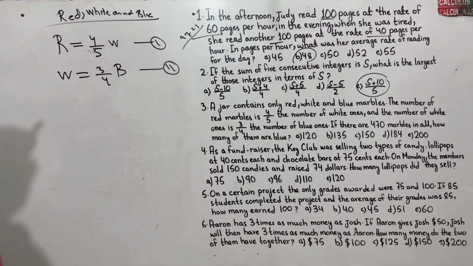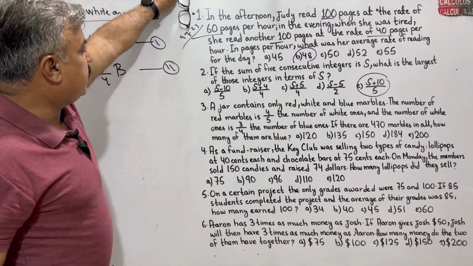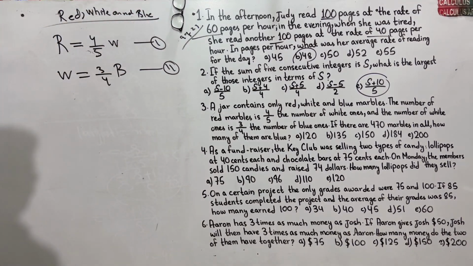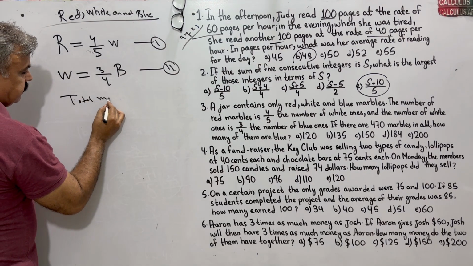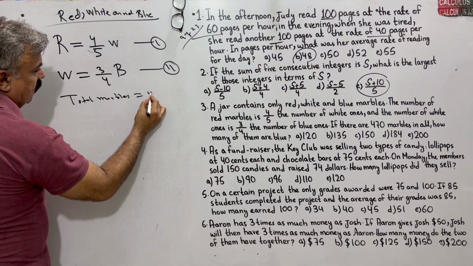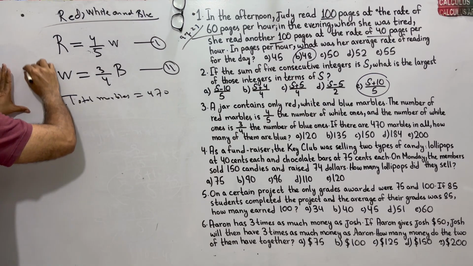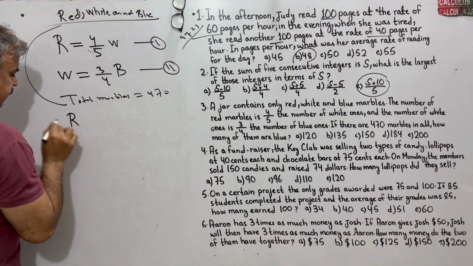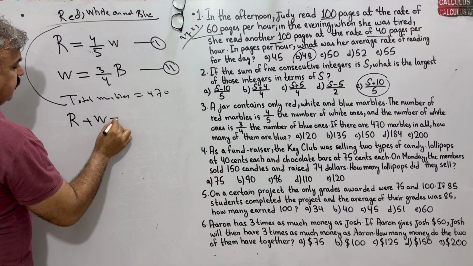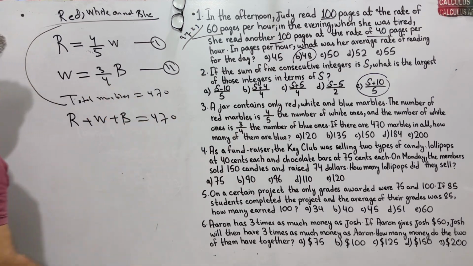If there are 470 marbles in all, find the number of blue marbles. How many marbles are there? Total marbles, 470. How many colors do we have? Red, white and blue. Let me write R for red, W for white, B for blue. They add up to 470.